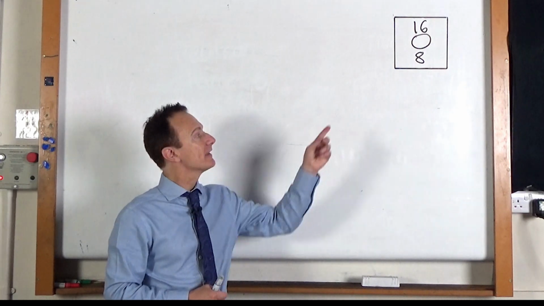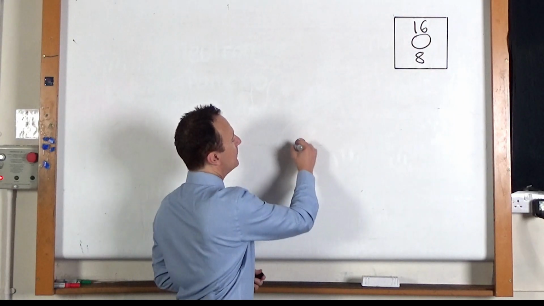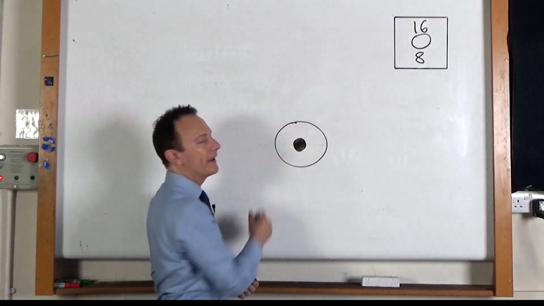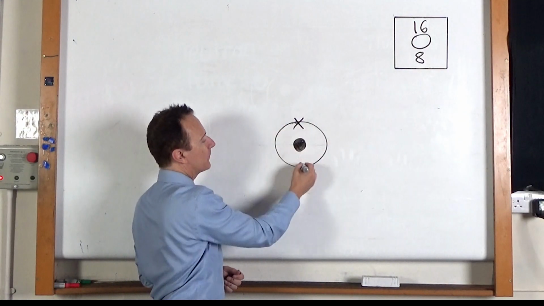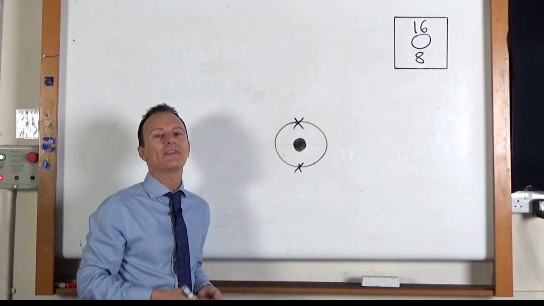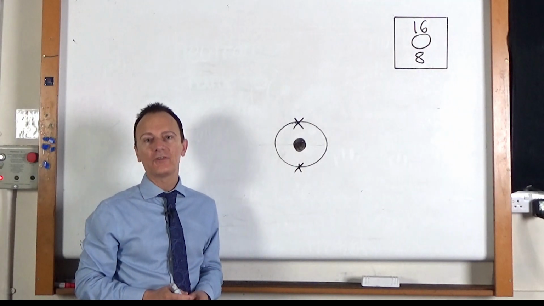So oxygen has the atomic number 8, so it's got 8 electrons. So here's the nucleus of the oxygen atom. The first shell we can put up to 2 electrons. Now I'm going to draw them in crosses this time, just to show that you can draw electrons as dots like the previous example, or crosses. That first shell is now full with 2 electrons.